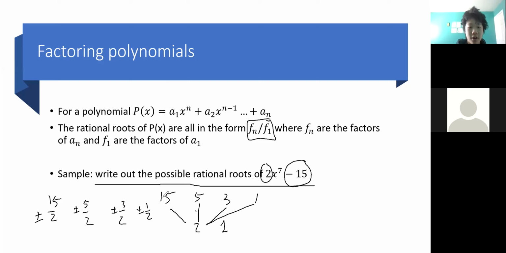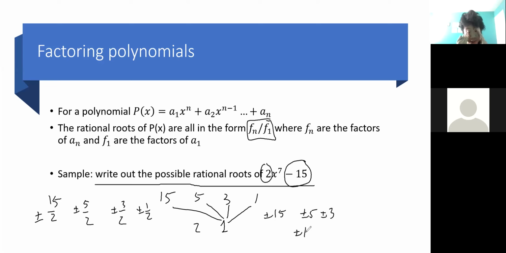So those are 4 of the possible factors. Now we take these: plus or minus 15, plus or minus 5, plus or minus 3, plus or minus 1. So we have 8 possible rational roots, and those are the only 8. So how do we determine if it's actually a root or not? We have to plug it in and use synthetic division.